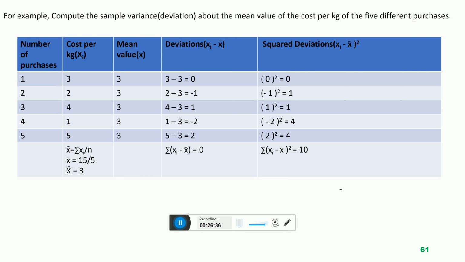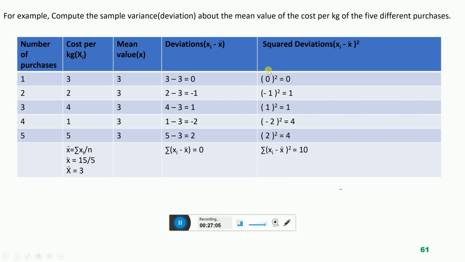And in this way, we cannot find the average value of the deviation to interpret the data. So what to do? We have to avoid this problem because one sign is negative, the other sign is positive in the same amount. Minus 1 plus 1 cancel each other. Minus 2 plus 2 cancel each other. So how can we find the mean value of the deviation? We have to square all these deviations.